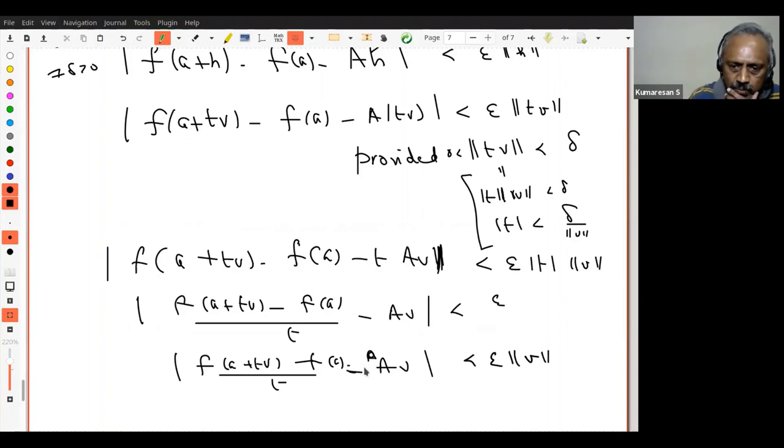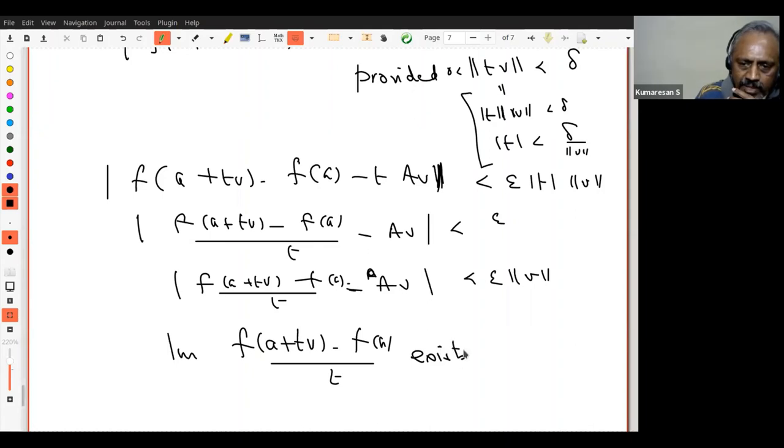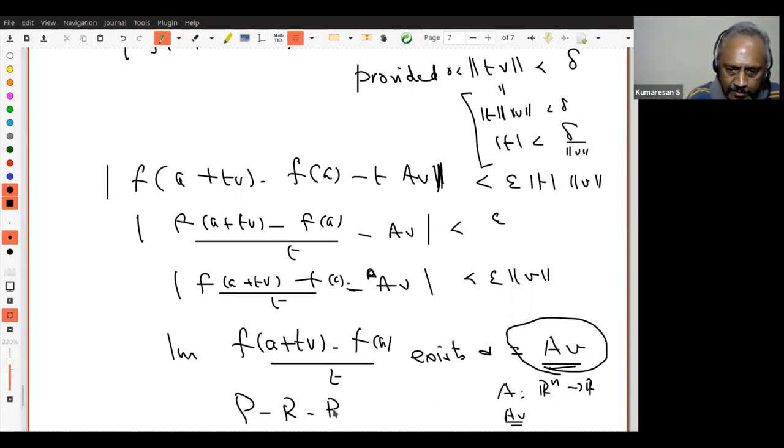So what does this show? Can somebody tell me what this inequality shows? It shows the limit of f of a plus tv minus f of a by t exists. And what is it? It is equal to a acting on v. Remember, a is a linear map from Rn to R, and v is a vector, therefore av will be a real number. So not only do we know it exists, we also found the limit. Okay, take some time, go through it. I'll give you 15 seconds.